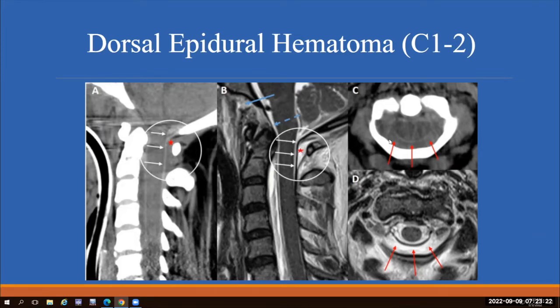And you can see that this low density collection on CT, again, is abnormal. It's this dorsal epidural hematoma or effusion. And then on MRI, it's right here. And then the posterior Atlanto-Occipital membrane complex has been stripped off.